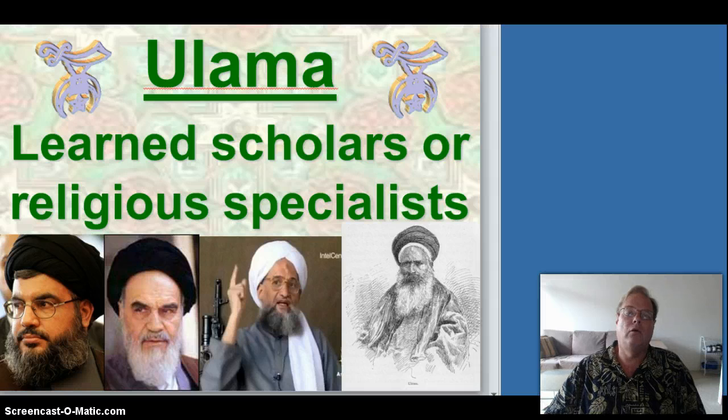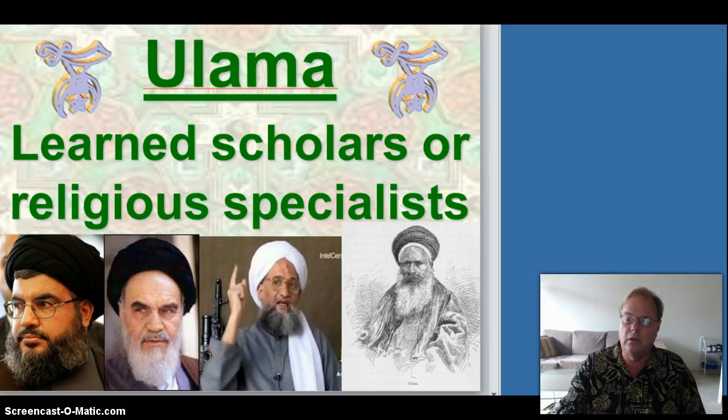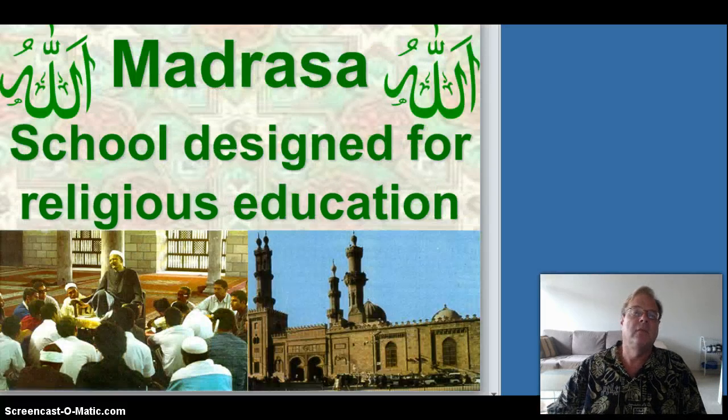Okay, then the Ummah is the learned scholars or religious specialists, and we have a number of pictures here of people which you might recognize. The leader on the far left is one from Iraq, and then of course next to him is Ayatollah Khomeini from Iran, who was really big in the 70s.